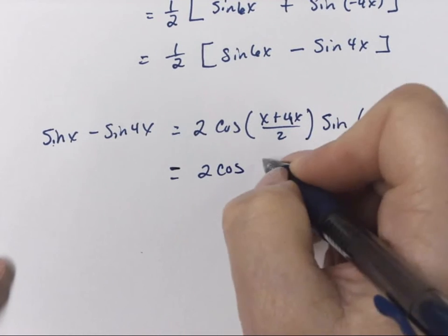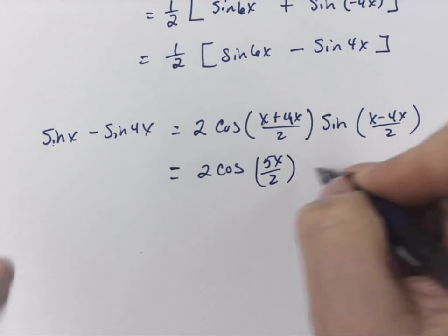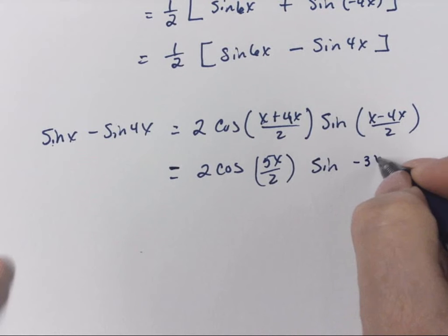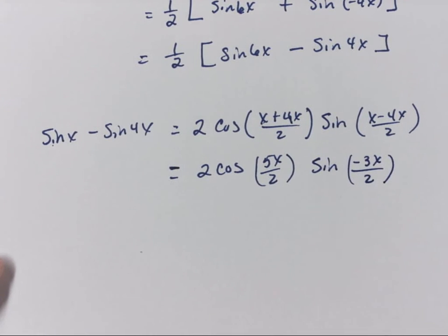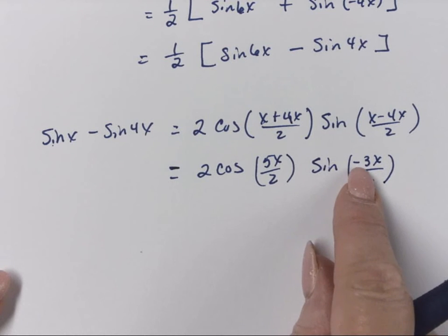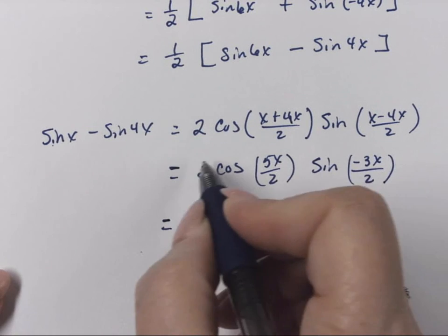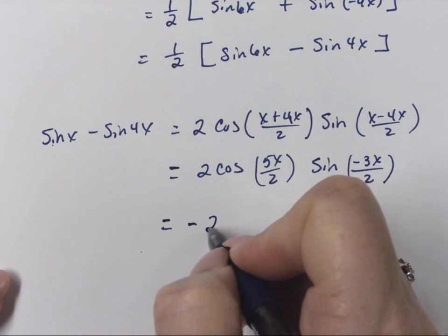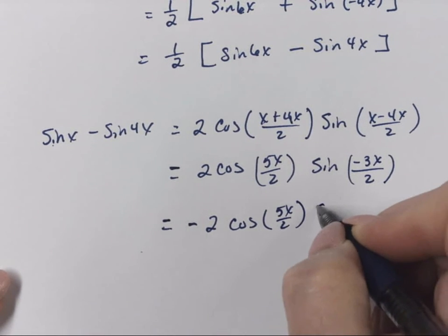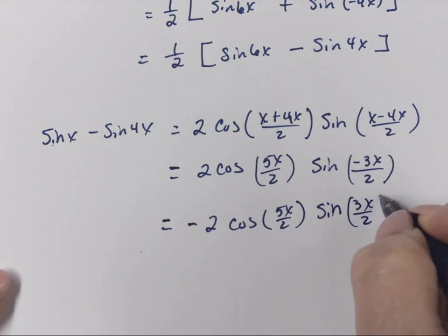So this gets us 2 times the cosine. 1 plus 4 would get us 5x over 2 times the sine of x minus 4x, which would be negative 3x over 2. And again, our sine is an odd function, and so it's going to become a negative. The negative, though, because it's multiplication, will come all the way to the front. So we end up with negative 2 cosine of 5x over 2 times the sine of 3x over 2.